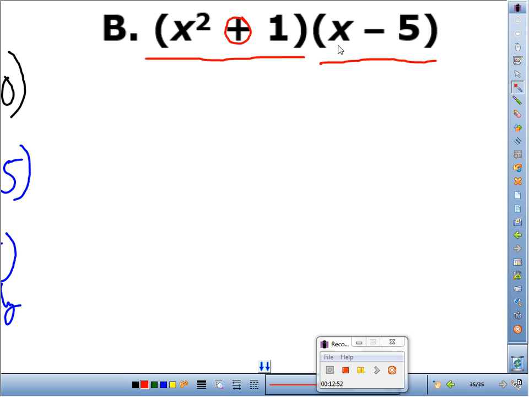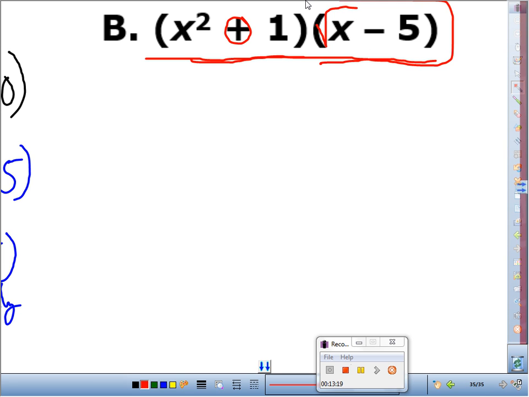Let's see. Is there a GCF for these two, other than 1? No. Does each term have an x? No, only this one. So now, let's check for patterns. This one is a difference. Can we take the square root of the first? No. Why not? Because it doesn't have an even number exponent. Therefore, since we cannot factor it anymore, guess what? It's completely factored.